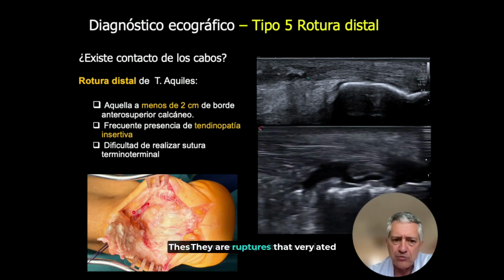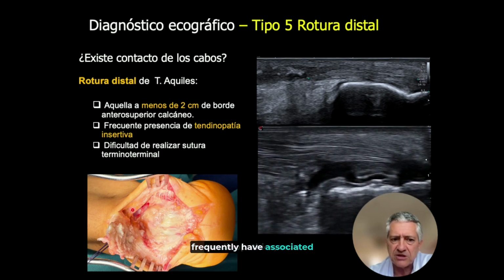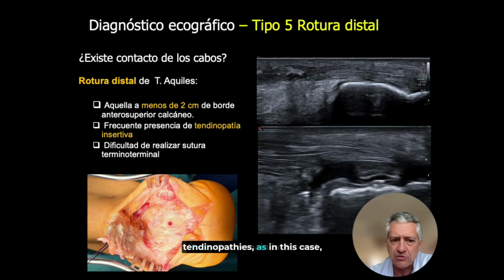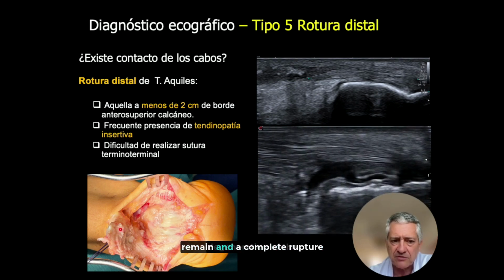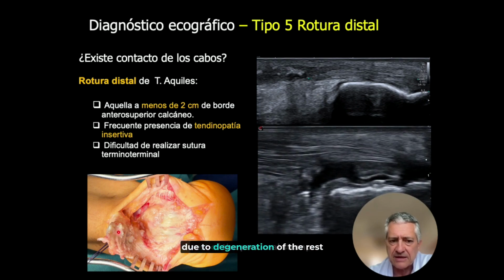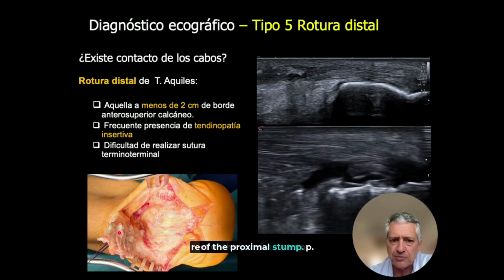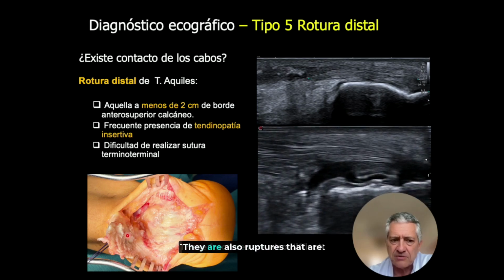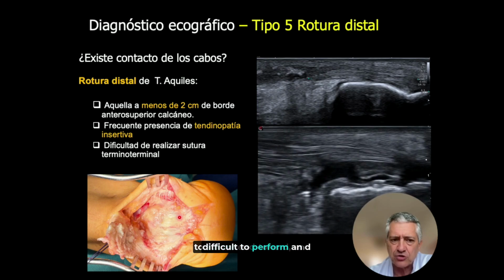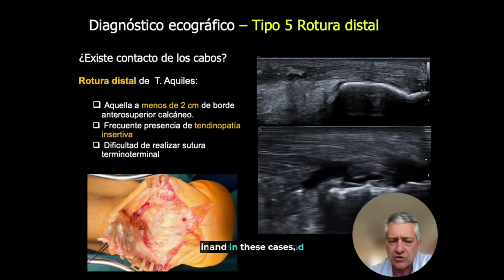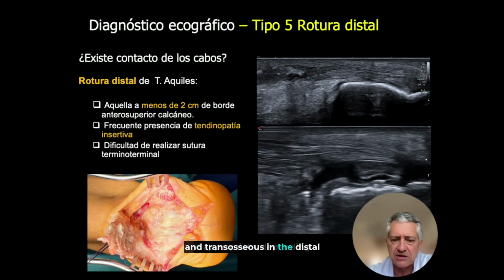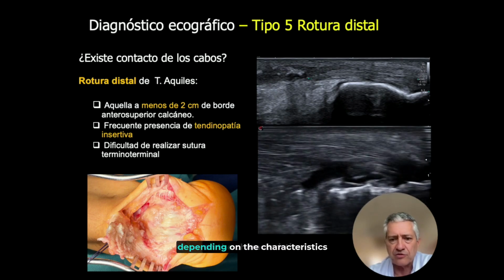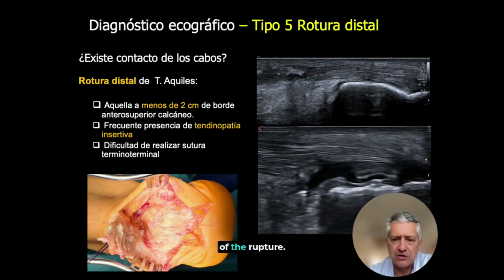They are ruptures that very frequently have associated distal insertional tendinopathies, as in this case where we see certain fibers that remain and a complete rupture due to degeneration of the rest of the proximal stump. They are also ruptures that are difficult to perform an end-to-end suture on, and in these cases we tend more to do a refixation and transosseous in the distal area if necessary, depending on the characteristics of the rupture.